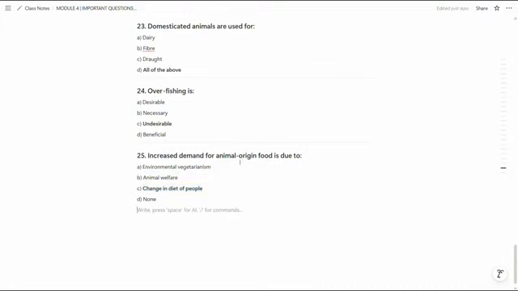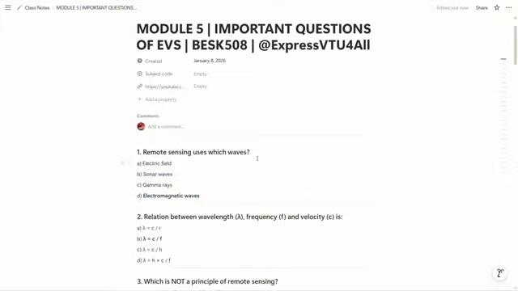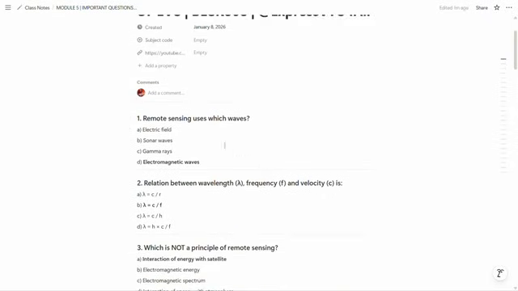Now we will move towards module 5. So now we will see the most important question from the module 5. So the first question of module 5 is remote sensing uses which waves? So remote sensing uses electromagnetic waves. So D is the correct answer. Now the second question is relation between wavelength, frequency and velocity is wavelength is equals to velocity upon frequency. So B option is the correct answer.